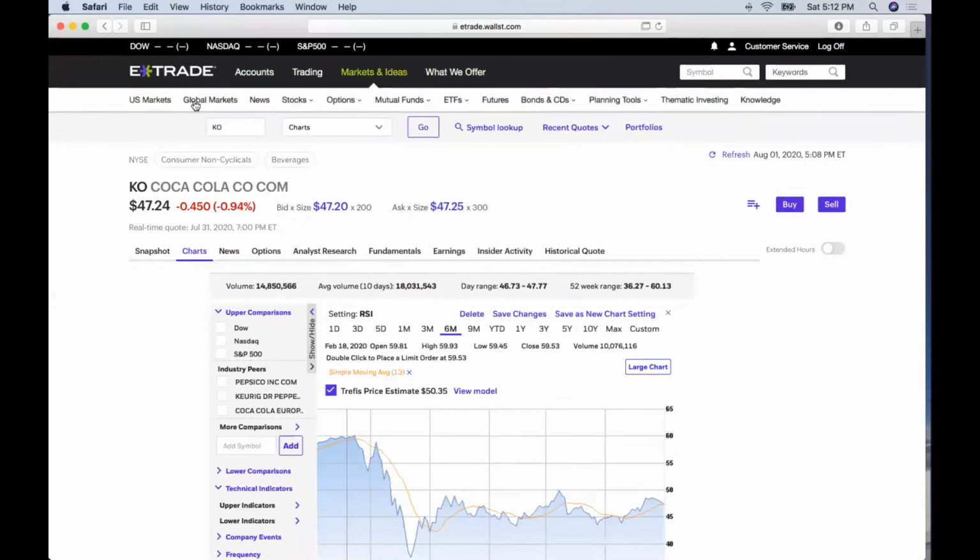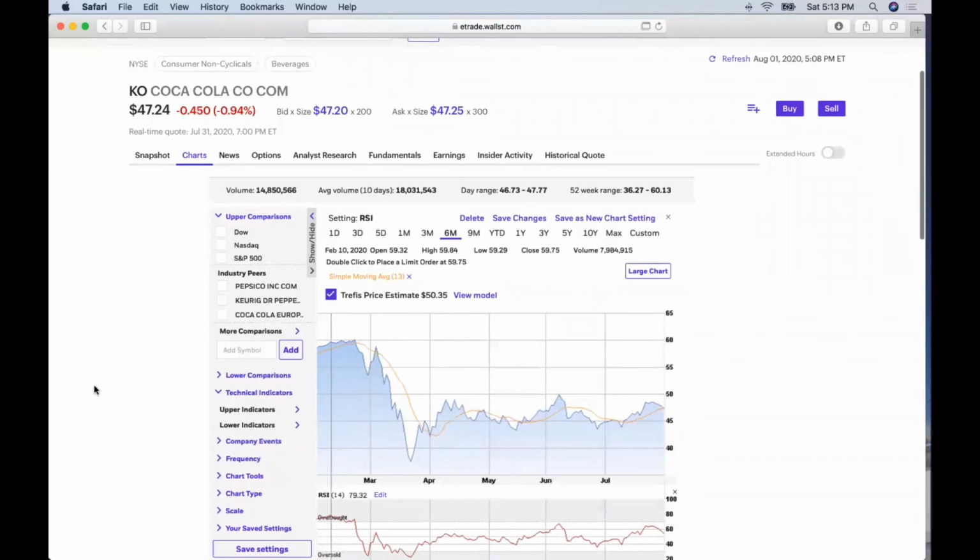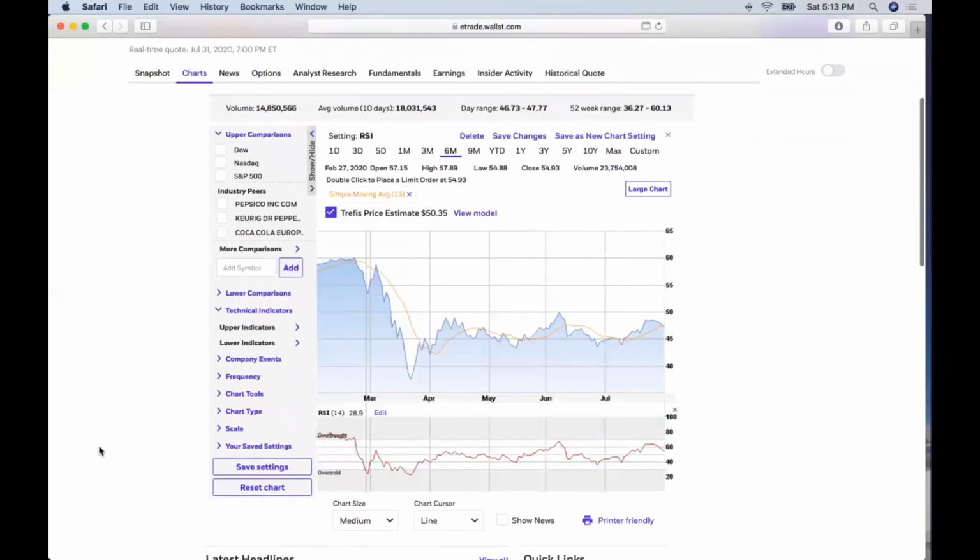And that is a look at E-Trade's platform and how to use their stock charts in a very, very basic, very, very fundamental kind of way to look at it. So hopefully that helps. So there you have it. That is a look at E-Trade's platform.